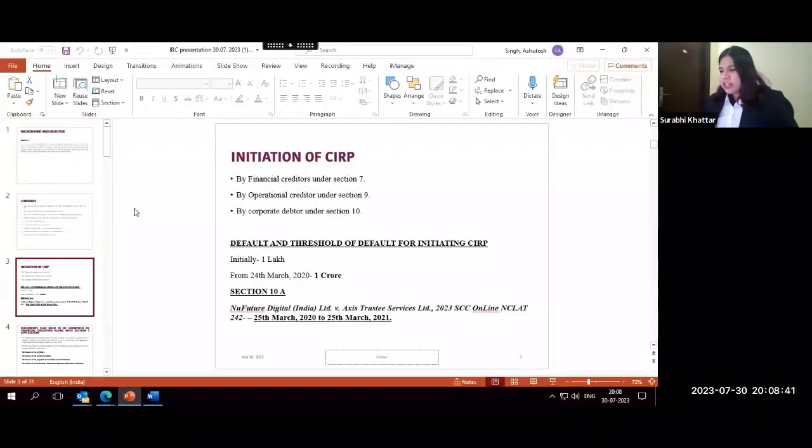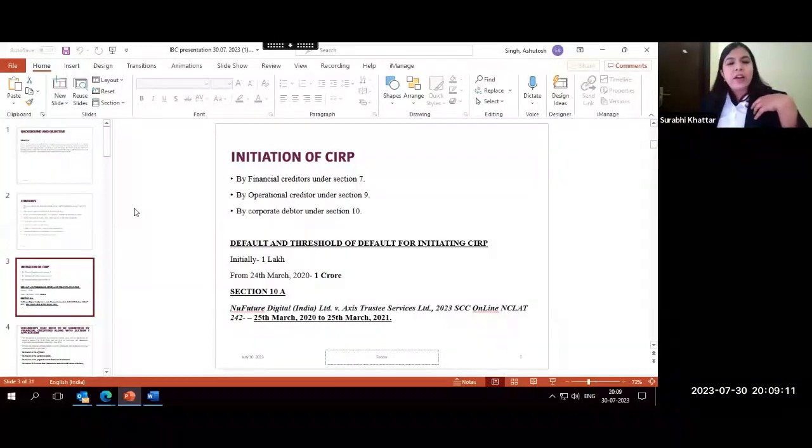Now, what is a financial creditor? A financial creditor is anyone to whom a financial debt is owed. What is a financial debt? Financial debt means a debt against the consideration of time value of money, which essentially means that if SBI has given a loan to my company, ABC Limited, at the rate of say 12%, there is the interest component, which is the time value of money. Now, this is a financial debt.